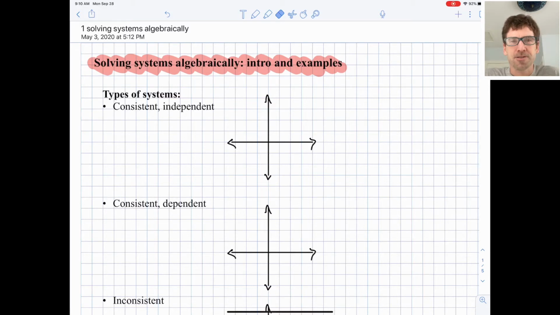All right, this is a video on solving systems of linear equations algebraically. We'll start with an introduction and then do a couple examples. When we're solving a system of linear equations, we're looking for the intersection point of two lines on a graph.